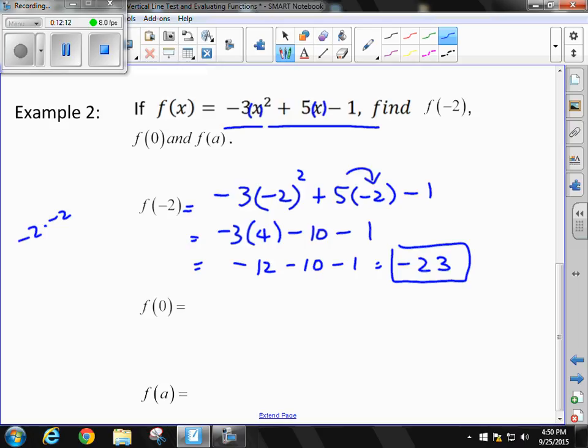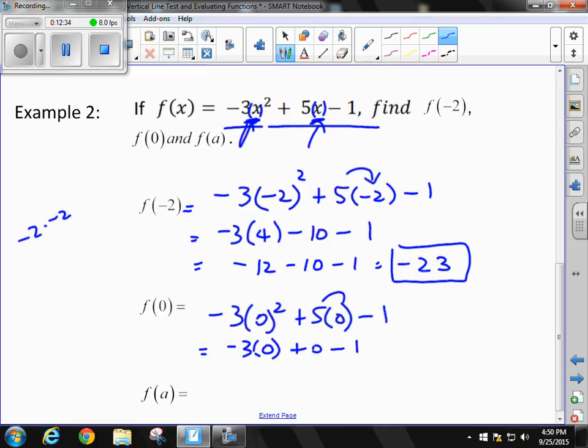Then we're going to do f of 0. Negative 3, I'm replacing the x with the 0. Negative 3 times 0 squared plus 5 times 0 minus 1. So we have negative 3 times 0 squared is 0. 5 times 0 is 0 minus 1. So we have 0 plus 0 minus 1, which is negative 1.